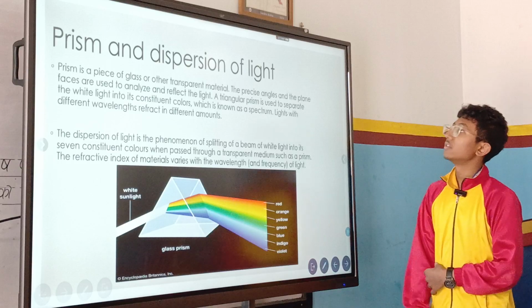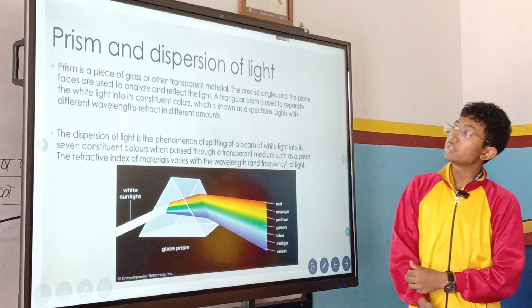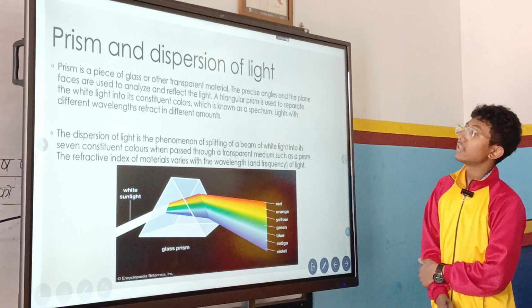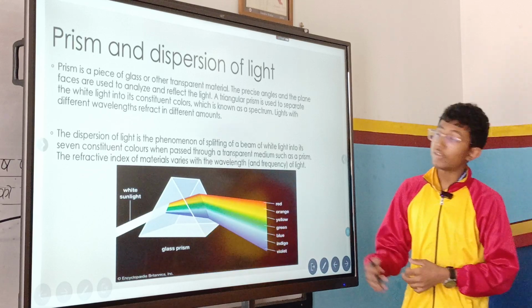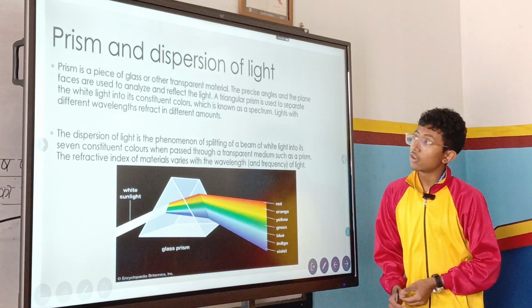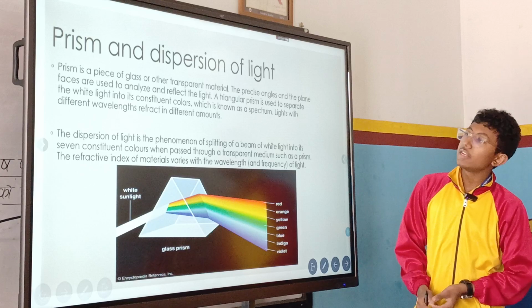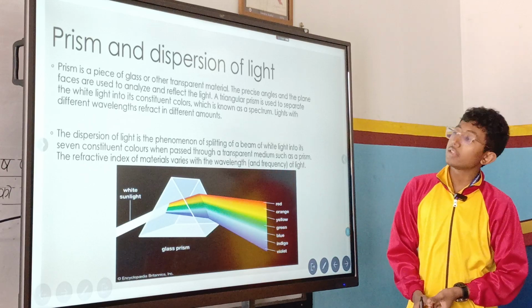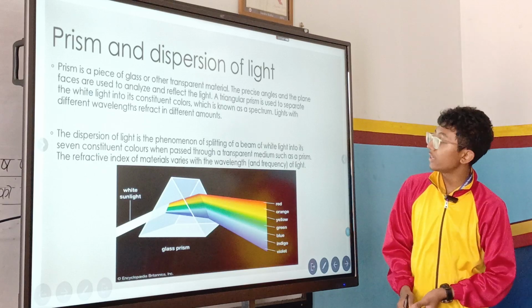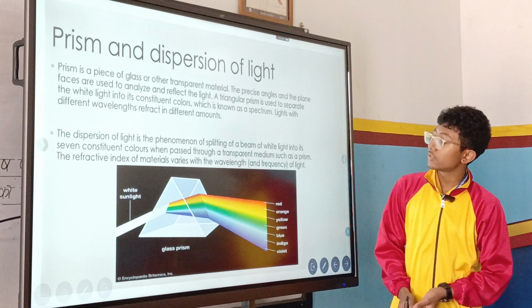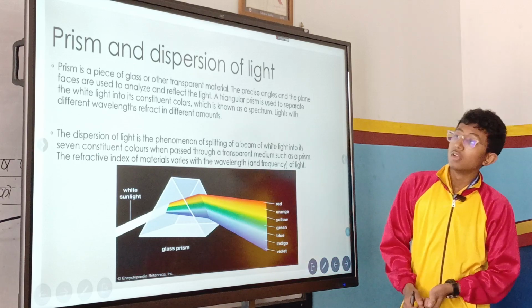Prism and dispersion of light. A prism is a piece of glass or transparent material. The precise angle and the plane surfaces are used to analyze and reflect the light. A triangular prism is used to separate white light into its constituent colors, which is known as the spectrum. Lights with different wavelengths refract in different amounts. The dispersion of light is the phenomenon of splitting of a beam of light into its seven constituent colors when passed through a transparent medium such as a prism.